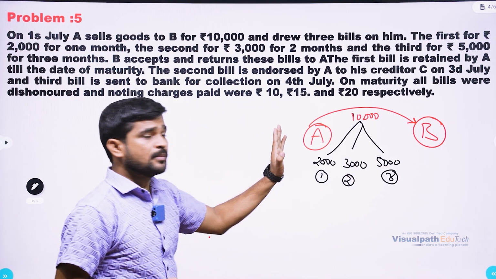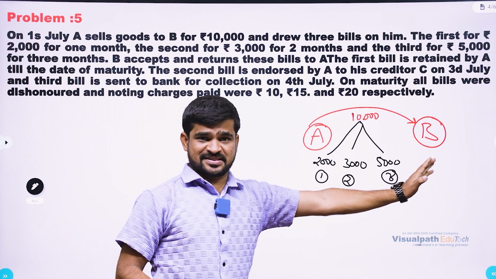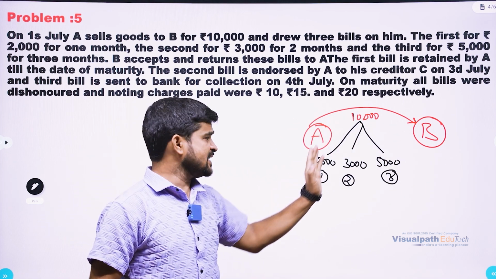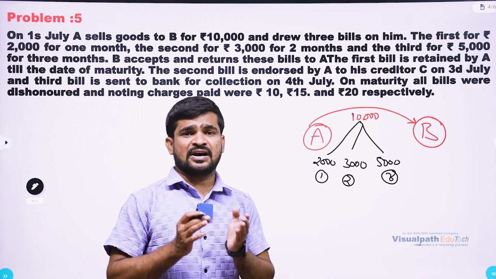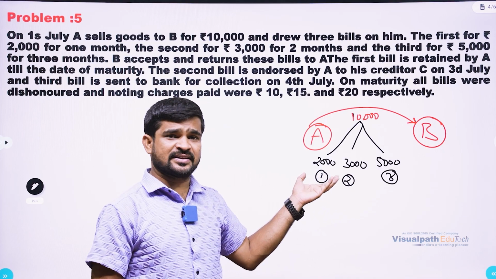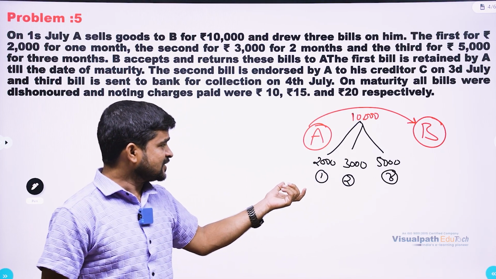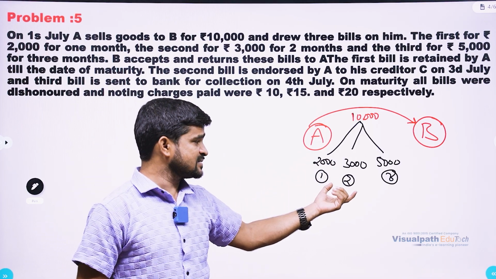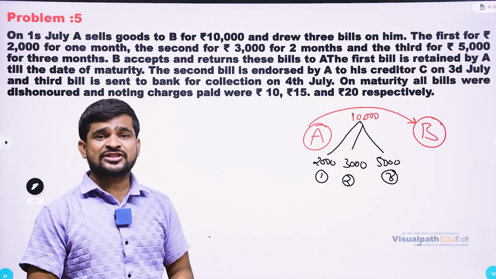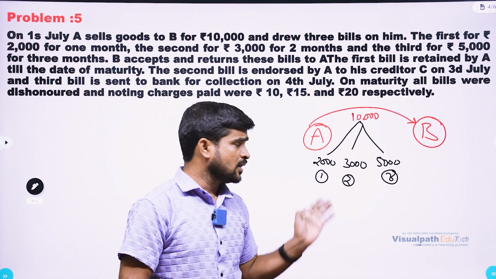Simple. Person A sells the goods to person B, and the total amount due, which is 10,000, is divided into 3 bills. Instead of taking the amount at one time and giving a long time period, they are simplifying the payment by dividing it into 3 bills. The first bill is 2,000 rupees, the second bill is 3,000 rupees, the third bill is 5,000 rupees, and the maturity time period to make the payment is 1, 2 and 3 months respectively.